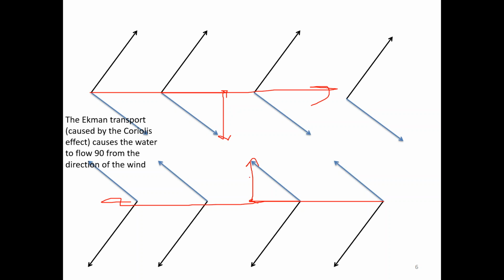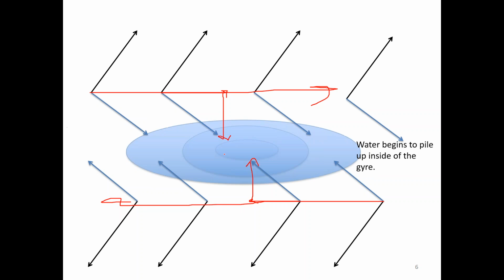But this south component and this north component are going to cause water to pile up in between these two convection cells in the atmosphere. And so water begins to pile up inside of the gyre, which we'll define in a second. So water begins to pile up, and now this is supposed to represent a pile of water, right?